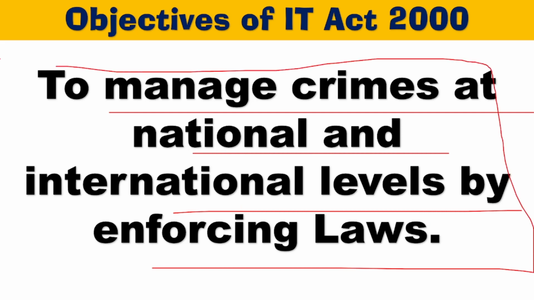So when the law or this kind of act is passed, if any person breaks it or commits any crime under this type of act, some action can be taken against him. That is possible only when certain laws have been made. So in this Information Technology Act, they have made certain laws which can manage the crimes at national and international levels.